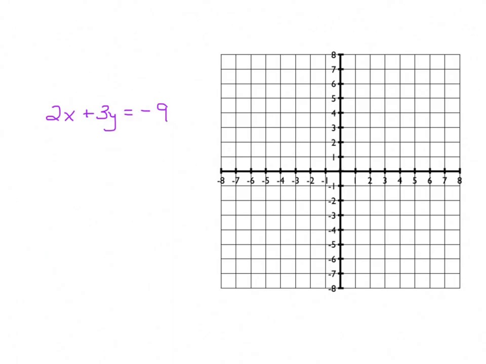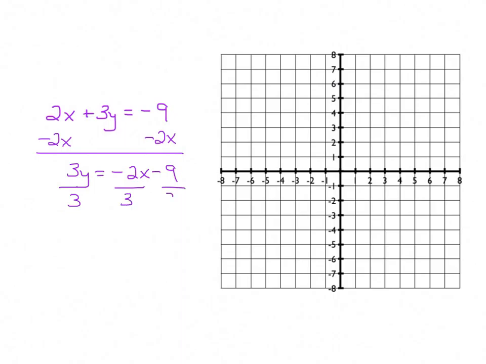Here's standard form. So if we're in standard form, then we need to change it to y equals mx plus b. So remember, we did that in the slope video. First thing, move the 2x over to the other side by doing the opposite. So 3y equals negative 2x minus 9. And then divide by the number in front of y, which in this case is positive 3. So y equals negative 2/3 x minus 3. And now graph it the same way.